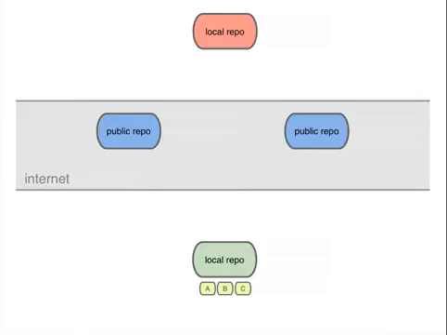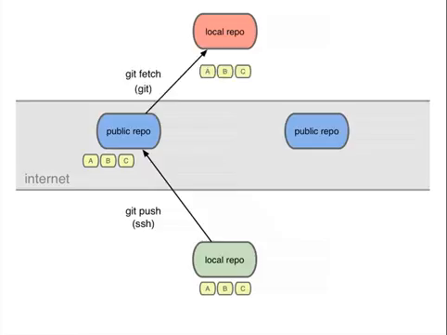And so in this particular case, let's say that we have a couple of objects, A, B, and C here, in our local repository, and we want to share them with people, so we run git push, generally over SSH when you're pushing, and it pushes those objects into our public repository. Now somebody is interested in that, so they do a clone or a fetch. It pulls those objects down into their local repository.